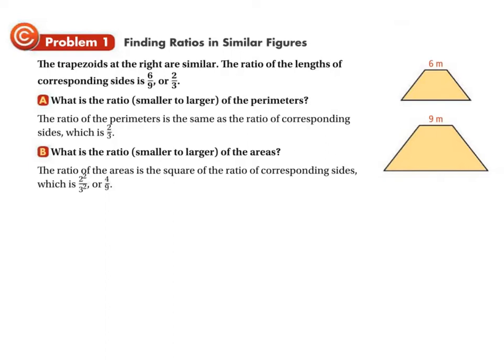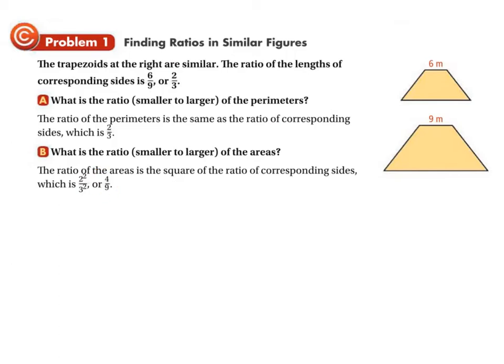2 to the first power is 2, 3 to the first power is 3. You don't really need to raise it to the power. I'm just showing you how you think of it in terms of the same rule that you apply for eventually areas. So the ratio of the perimeters is the same as the ratio of a corresponding side, 2 to 3. What is the ratio, smaller to larger, of the areas? You square the top and square the bottom, so the ratio of their areas will be 4 to 9.